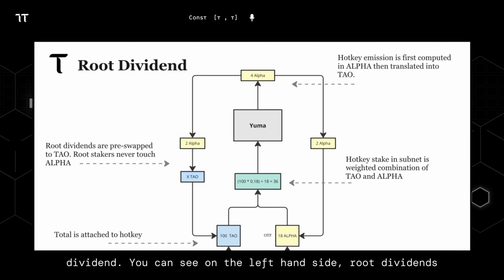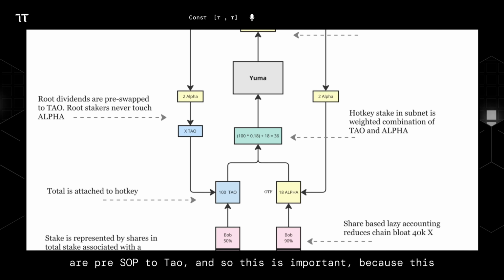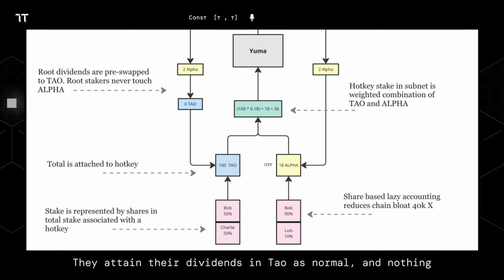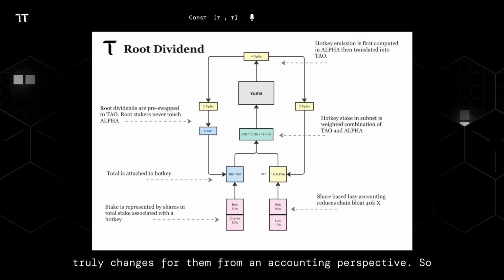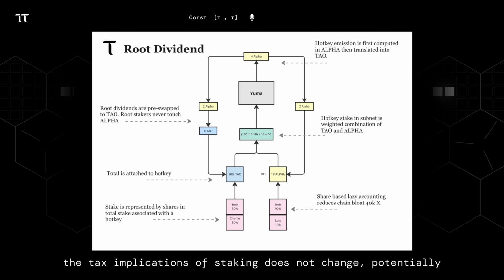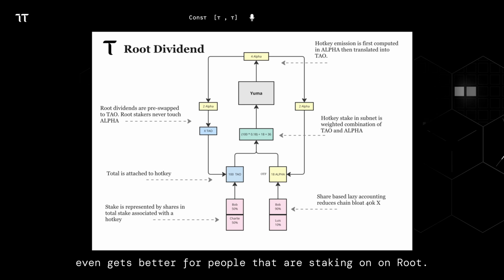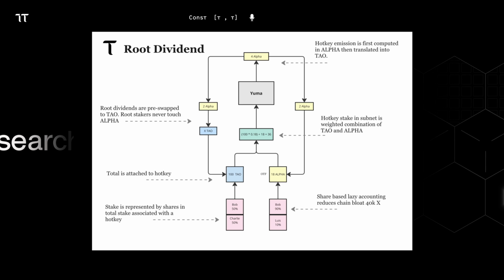Root dividend, you can see on the left-hand side, root dividends are pre-swapped to tau. And so this is important because this means that tau holders on root actually never touch alpha. They attain their dividends in tau as normal, and nothing truly changes for them from an accounting perspective. So the tax implications of staking do not change, potentially even get better for people that are staking on root.